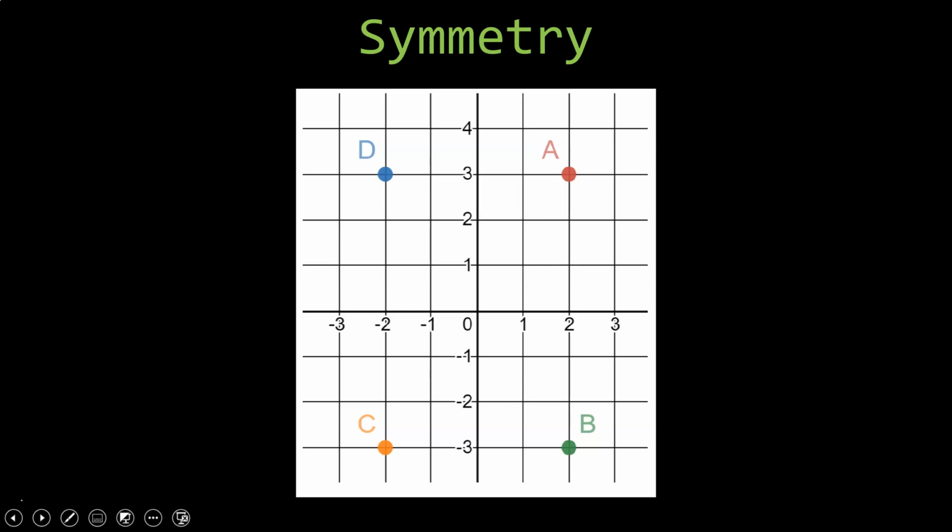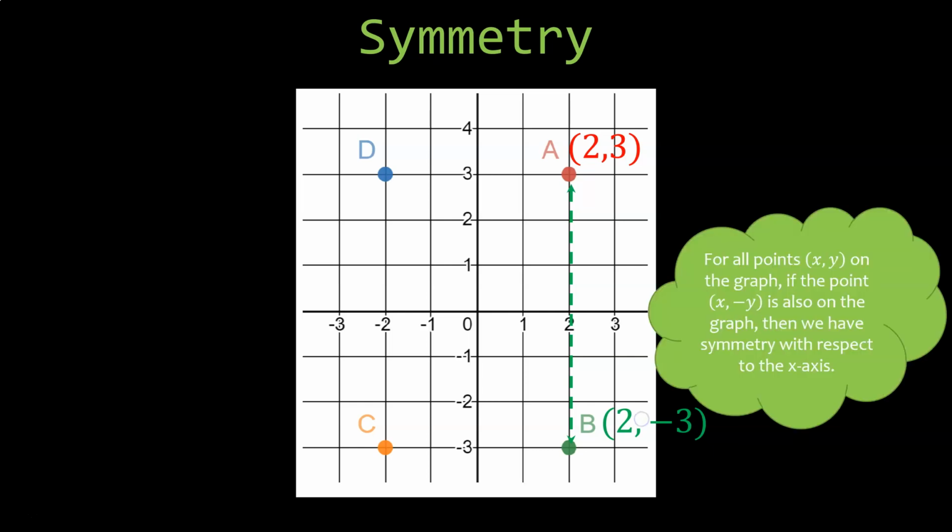So suppose you are looking at the given point A, and in this case the point A that we are referencing is one with coordinates 2, 3. Now if we look across to point B, the coordinates for point B are 2, -3. B is directly across the x-axis from A. We say that the points A and B are symmetrical with respect to the x-axis.